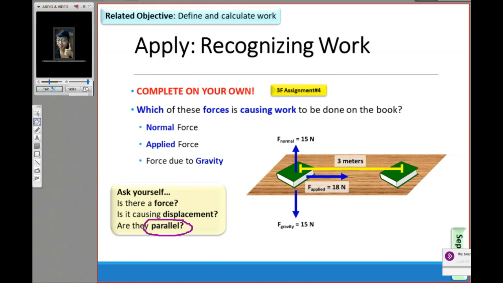Yes, awesome. So if that's the way the book is moving, which force is parallel to that motion? Which force is parallel to the way that the object is moving?